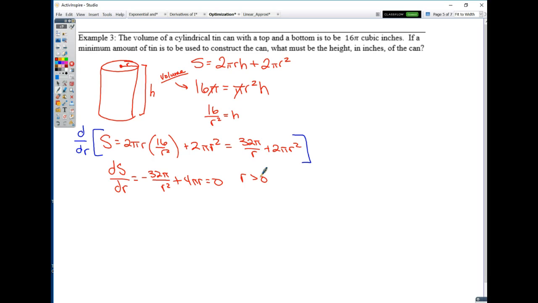Of course. This is my infinitely tall stick, so I can have 16 pi volume. This is what I love about calculus class. Nothing makes sense. All right. What does r have to be? What does r have to be for negative 32 pi over r squared plus 4 pi r equals 0?